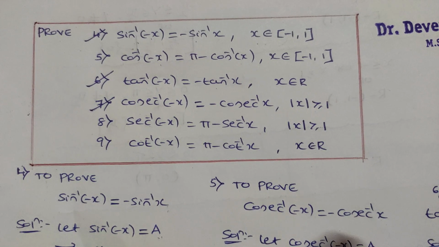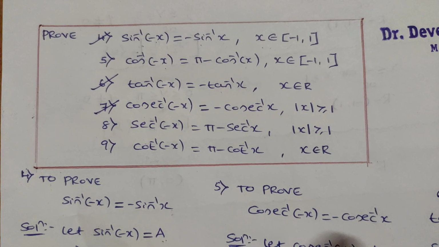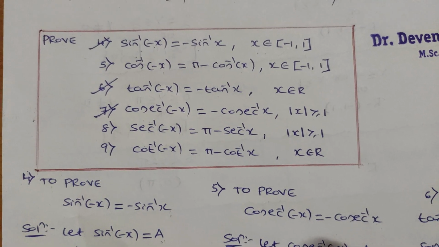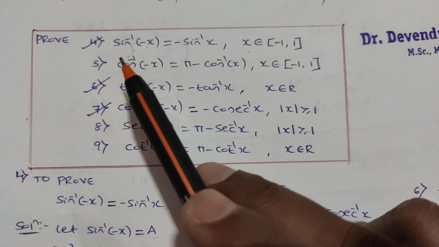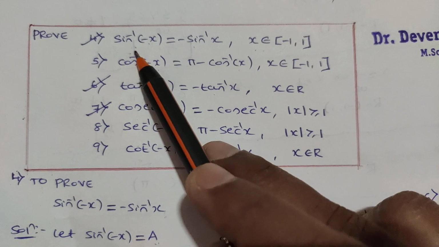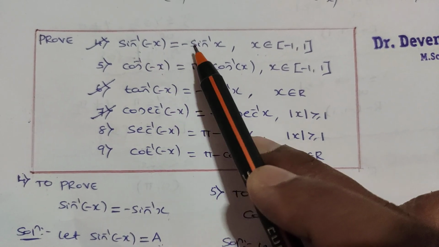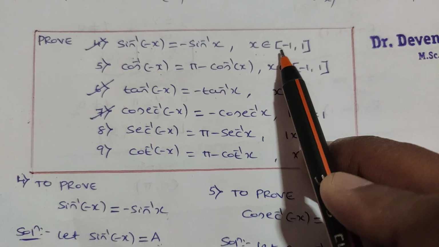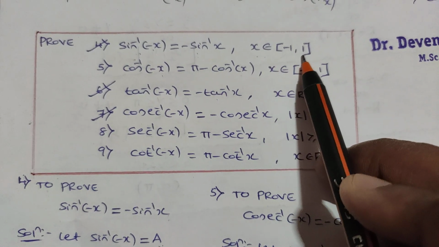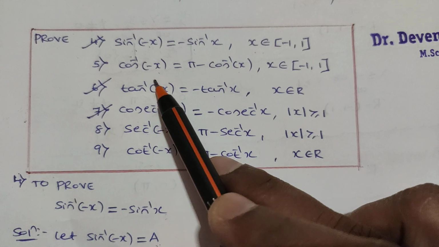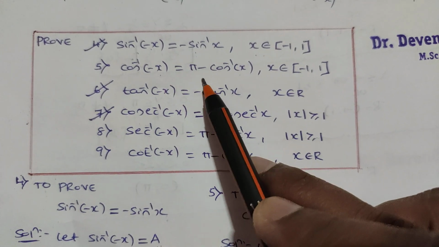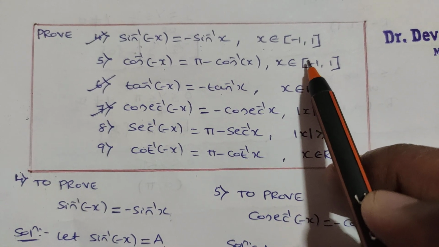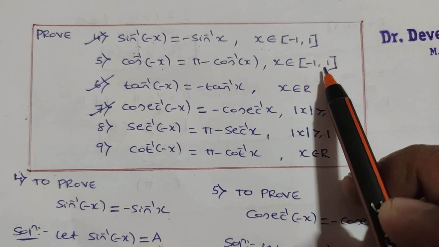Today we continue with the properties of inverse trigonometric functions. Today we discuss the properties: sin inverse of minus x is equal to minus sin inverse of x, provided x belongs to the closed interval of minus 1 to 1. Cos inverse of minus x is equal to pi minus cos inverse of x, x belongs to the closed interval of minus 1 to 1.